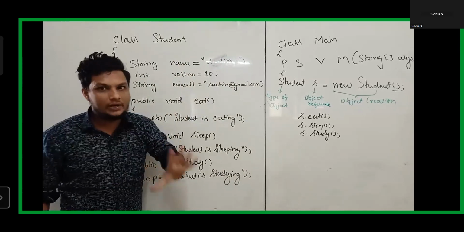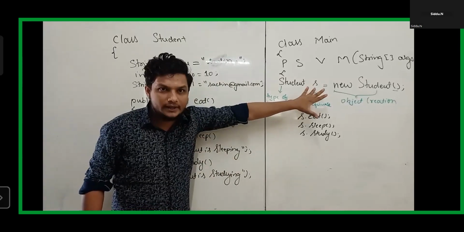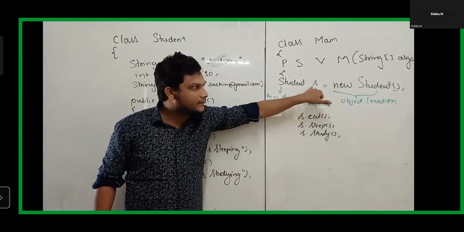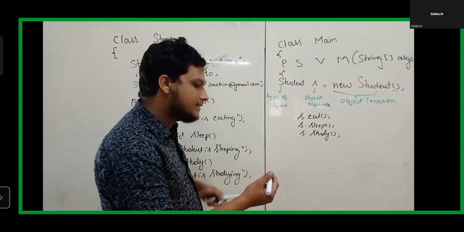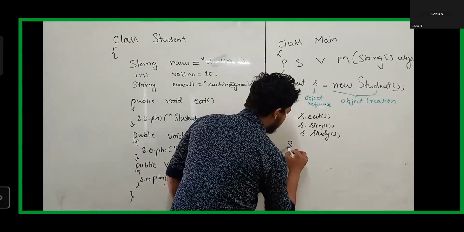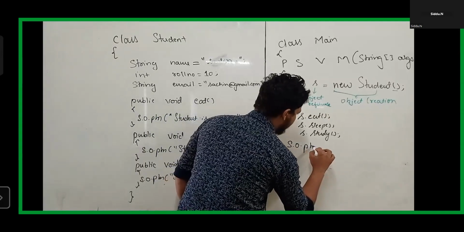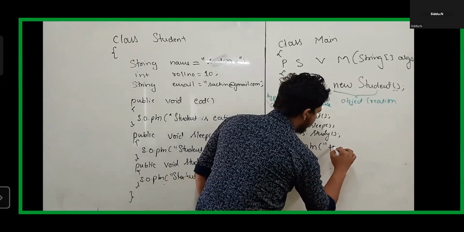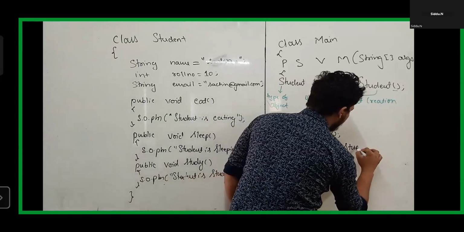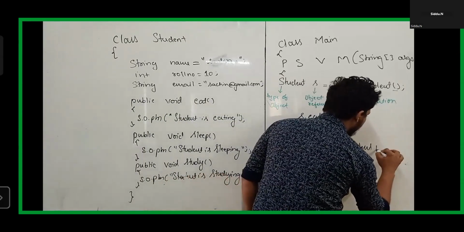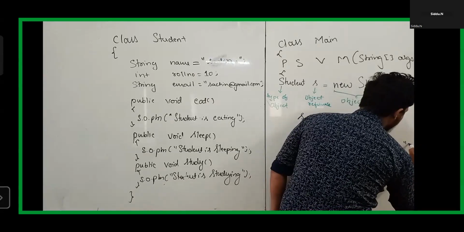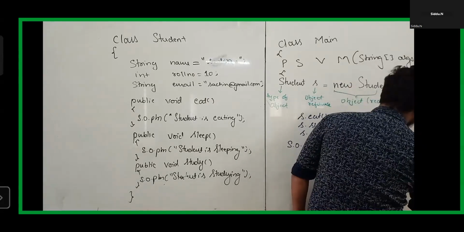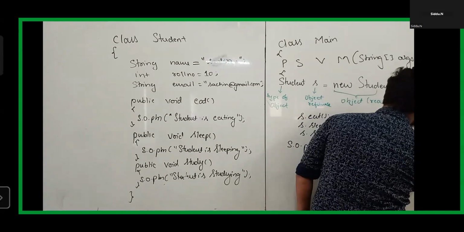Object. Okay, we require object. Already object has been created. Now that object I can access by this variable. So I'll write system.out.println, the student name is, and then s.name. Okay, I'll explain.